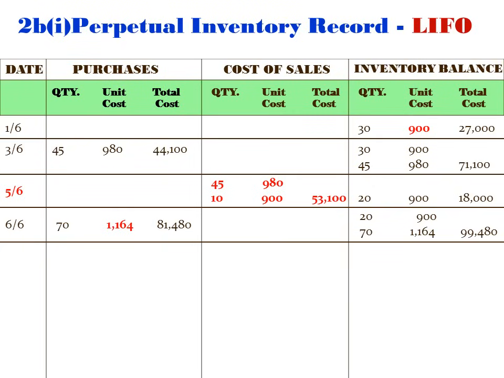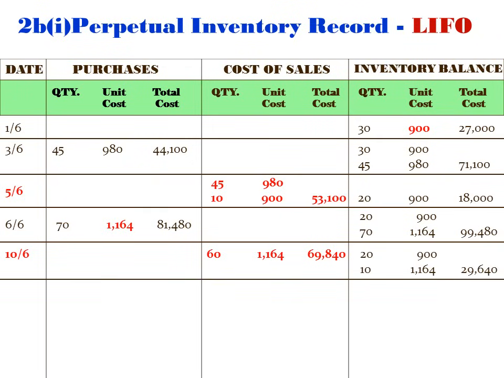Next, we turn to June 10th. On that date, we sold 60 units. And those units are for $114,000. Here again, the $114,000 represents selling price. So just say we sold 60 vases. We are using last in, first out. We look at the inventory column. Those 60 would have to come out of the units that came in last. The units that came in last were those 70. So on the cost of sales, we would have 60 at 1,164. So after that sale, we'll be left with 20 at 900 and 10 at 1,164.